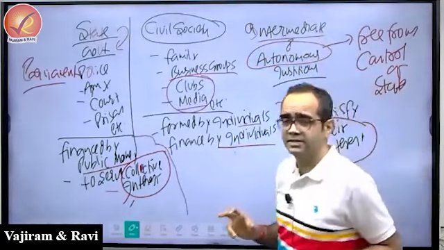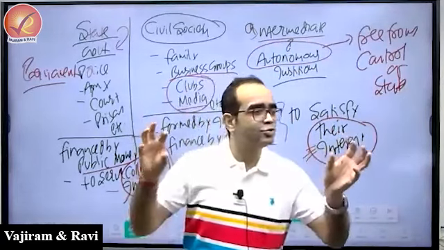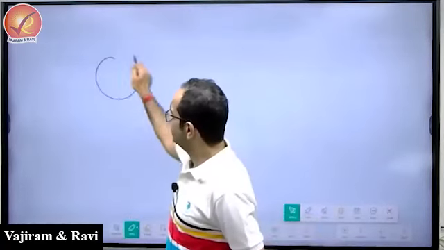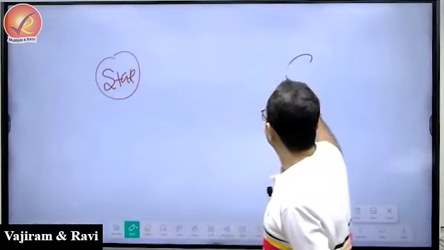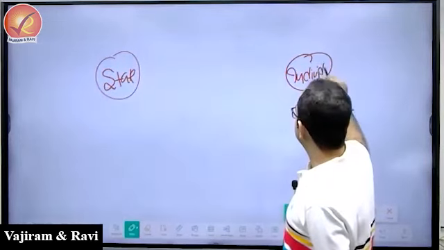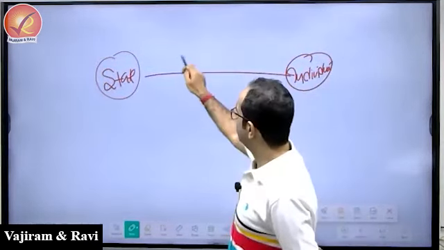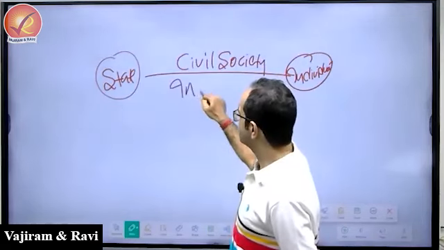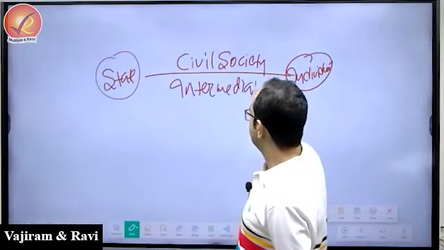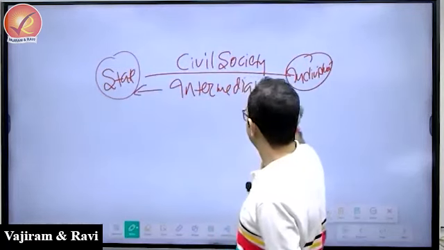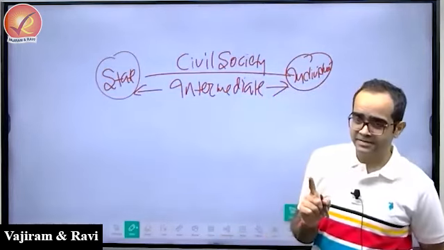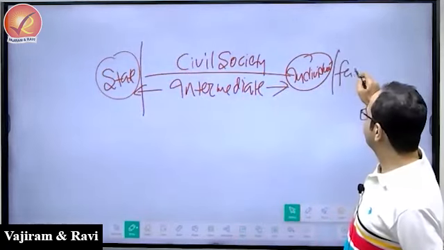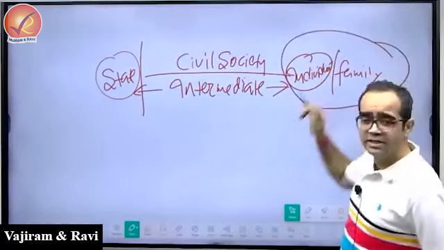What is the meaning of intermediate? Intermediate means between two. On one hand we have a state, on the other hand we have the individual. And civil society consists of intermediate institutions, and these intermediate institutions mediate the relationship between the individual as well as the state. Intermediate in that sense. They are between the state as well as the individual or family. That's why they are called intermediate institutions.